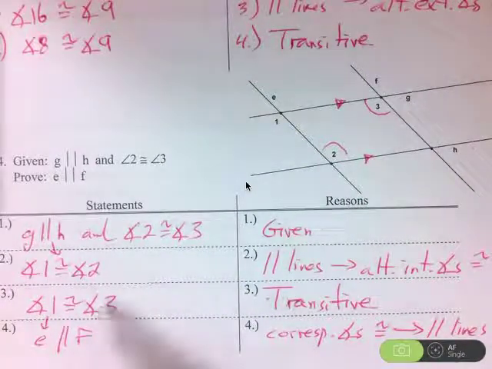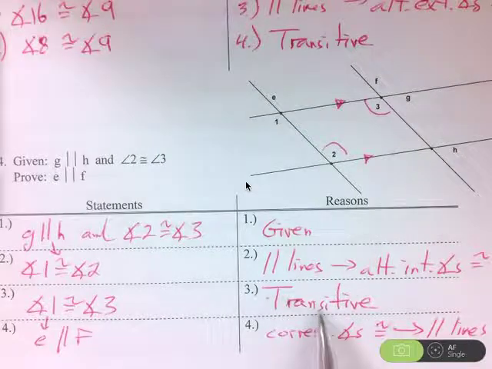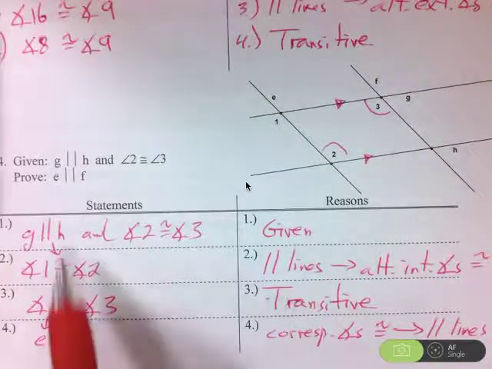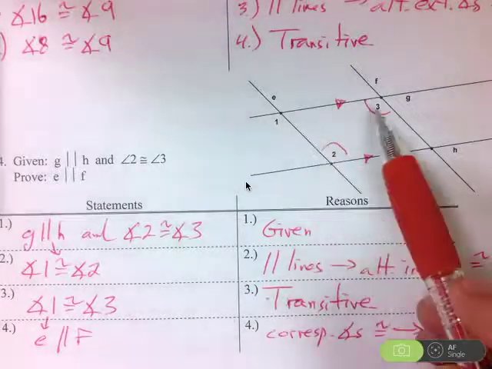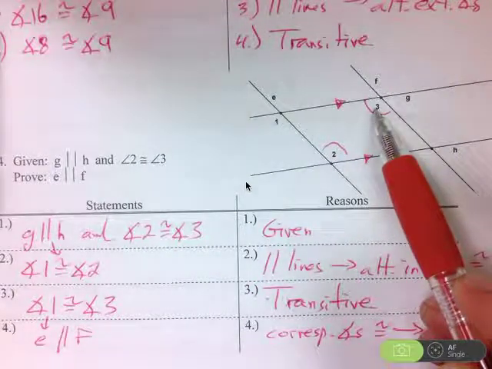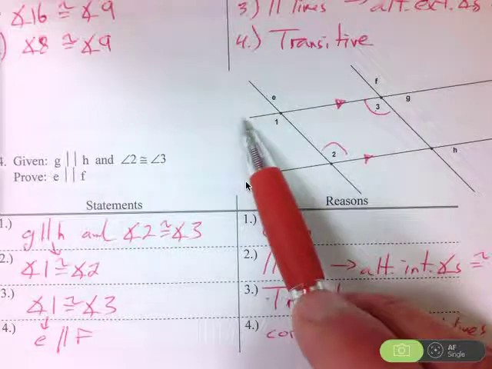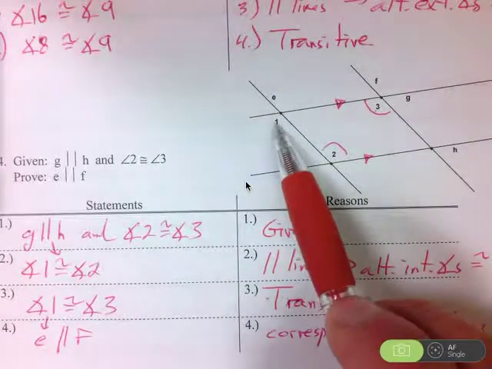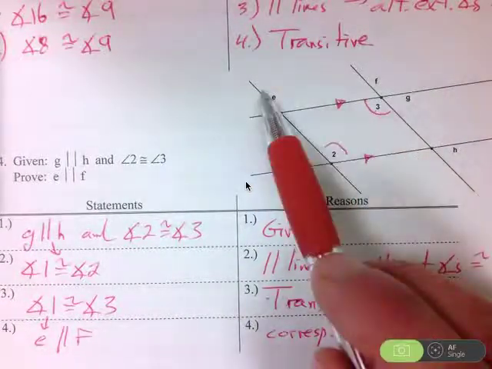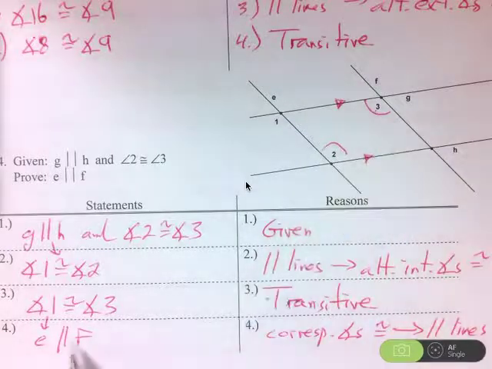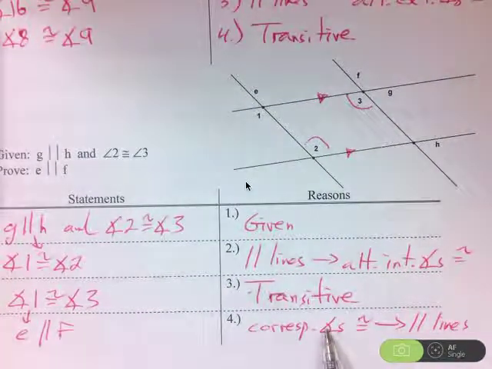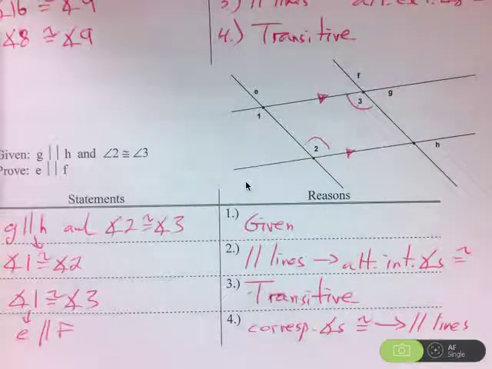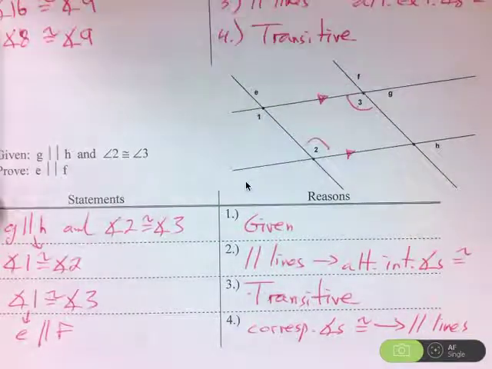Angle 1 is congruent to angle 3 by the transitive property, and then it's about using this angle pair to make your conclusion. But 1 and 3, if you look in the diagram, are a pair of corresponding angles that are congruent. So going along the transversal G, the corresponding angles being congruent really will force E and F to be parallel. So you're starting with the congruent angles first, and then you're making a conclusion about the parallel lines. That comes second.